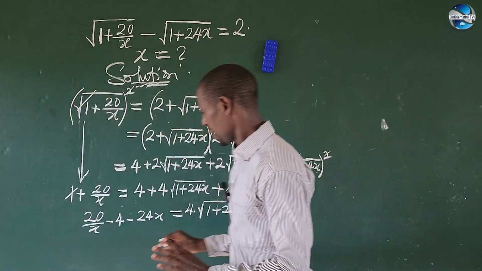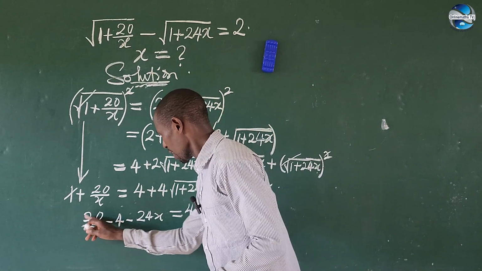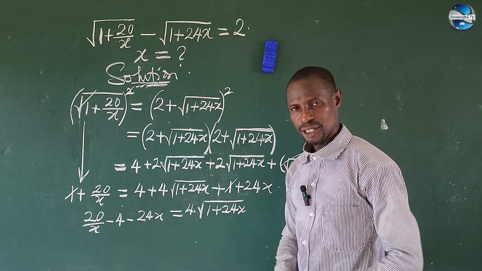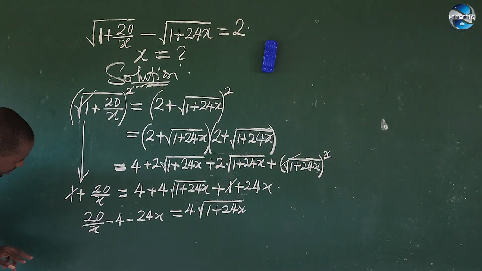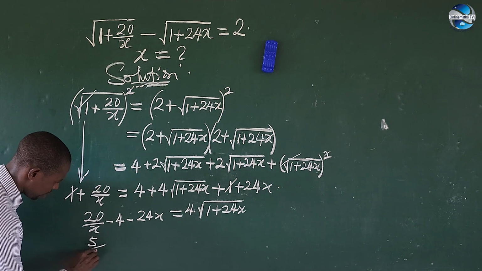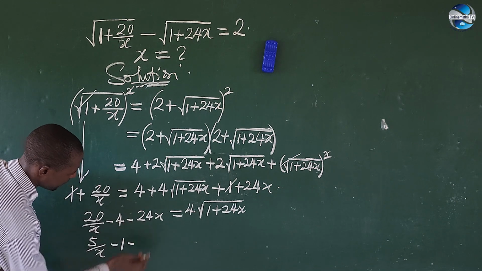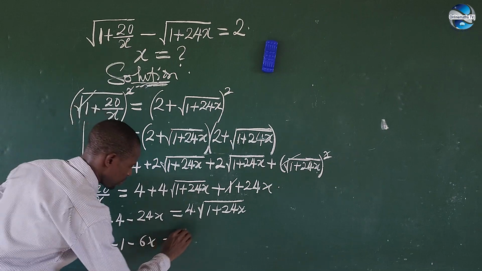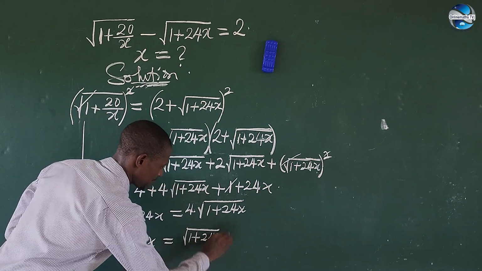Easy. Now let's look at this together again. We have 4 here, 4 here, and 4 here, and we have 4 on the other side. So let's use 4 to divide through. Dividing by 4 gives us 5, so we have 5 all over x, then minus 1, then minus 6x, equal to the square root of 1 plus 24x.